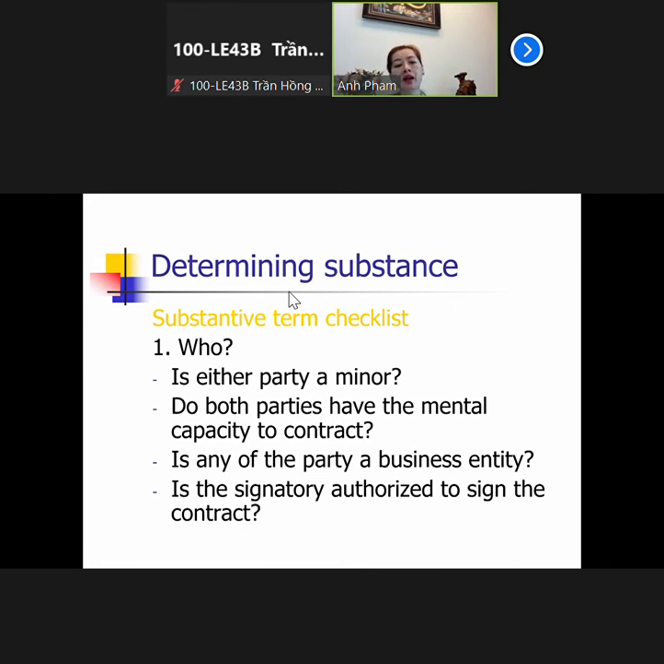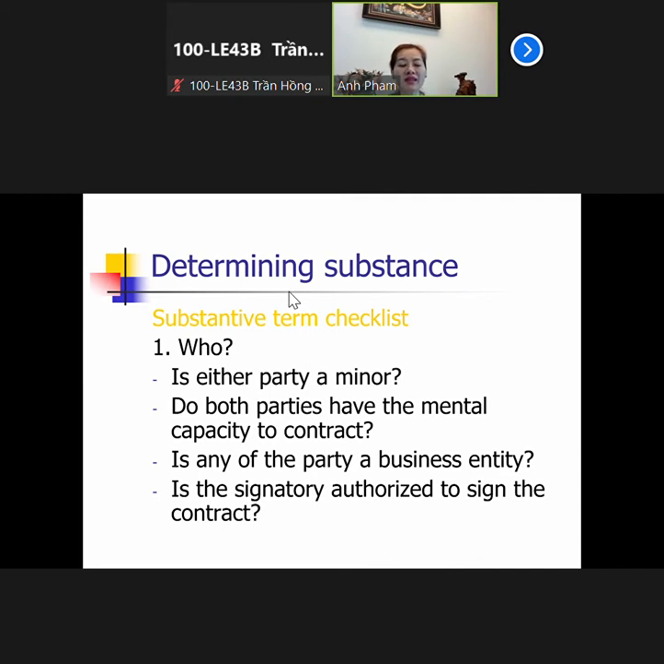And the next question is, do both parties have the mental capacity to contract? So if one of the parties has some mental problem, can they enter into the contract? Of course not, right?